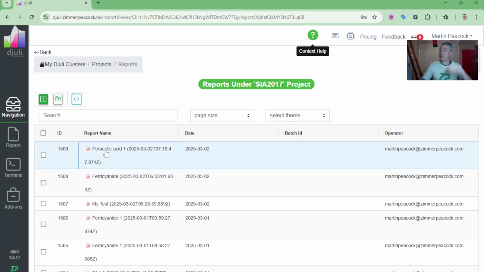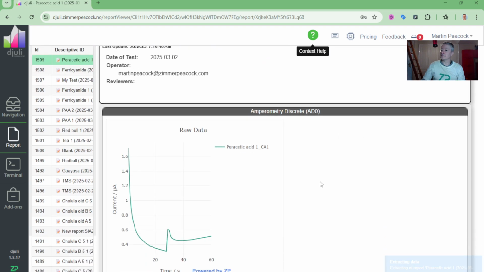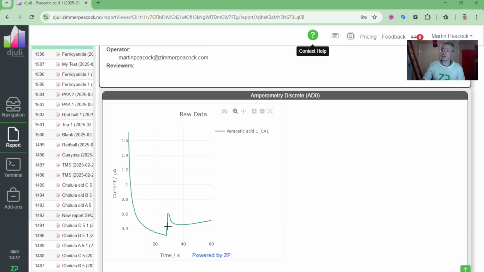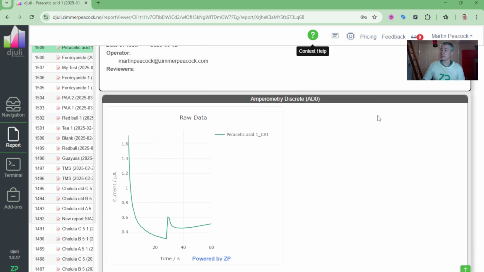So here we are, peracetic acid. So I can see it in our database, and it's been uploaded. So essentially I just did a baseline and then I added the peracetic acid just to give you confidence that we generally can see a signal for things like peracetic acid.